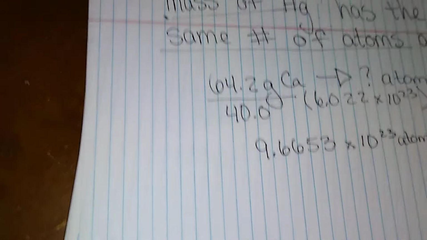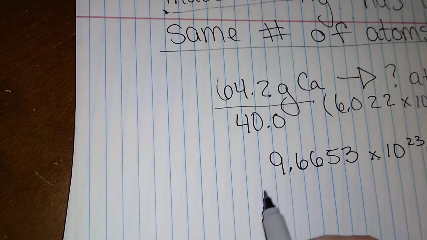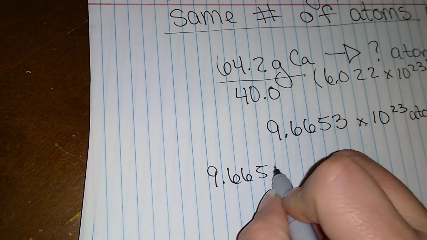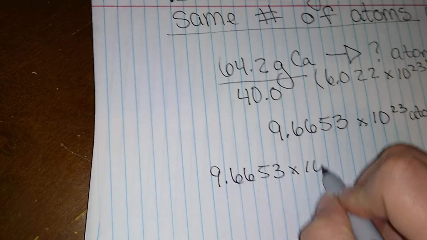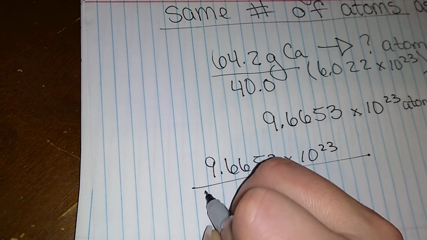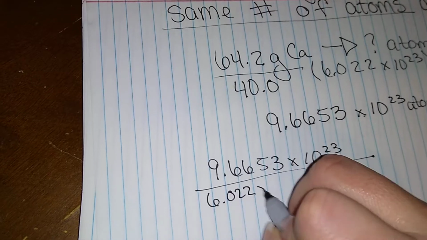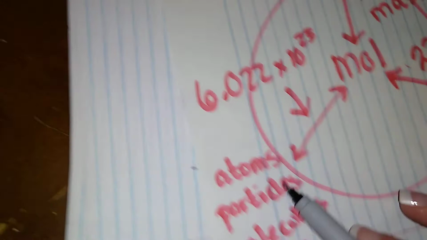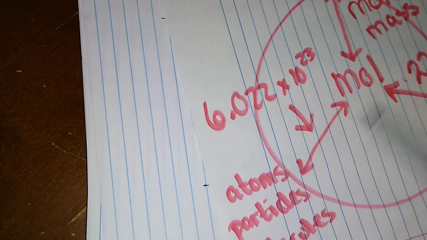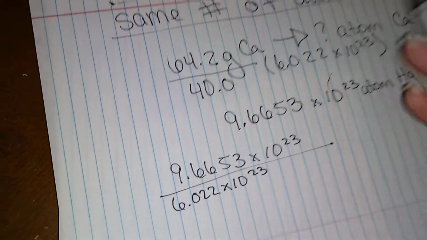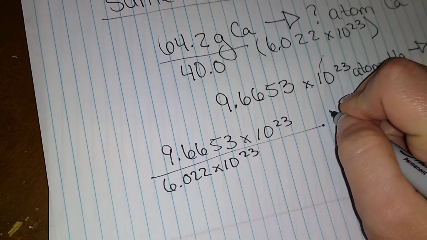So the first step I'm going to do is divide. So I've got 9.6653 times 10 to the 23rd divided by Avogadro's number, which is 6.022 times 10 to the 23rd. And again, this is the number that is between atoms and moles. It's Avogadro's number. I know I said it. I just wanted to make sure we were clear.